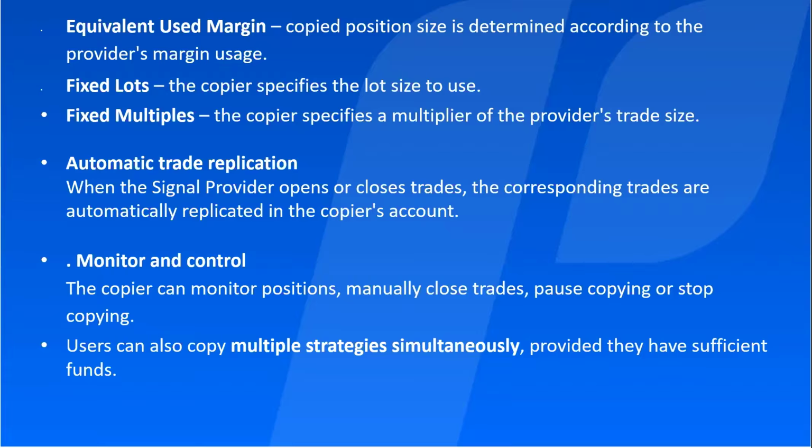Then we have fixed lot. Fixed lot means the copier specifies the lot size to use. You can decide to say, okay, irrespective of the lot size that this signal provider has, this is the particular lot size, which means the risk I want to accept for this particular trade. Then we have fixed multiples. The copier specifies a multiplier of that provider's trade size, which means if, for example, the signal provider opens one position, you are saying, I want one position also. So if you are increasing the multiplier, you are increasing the position size of that particular trade.